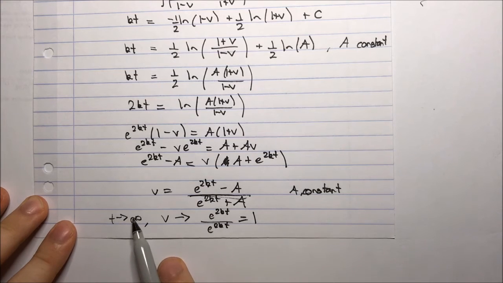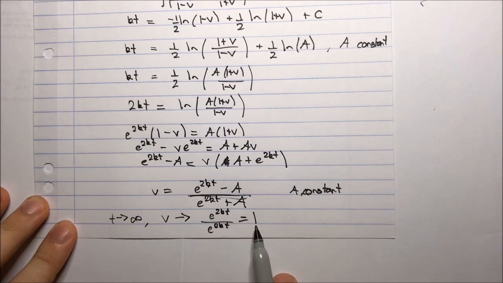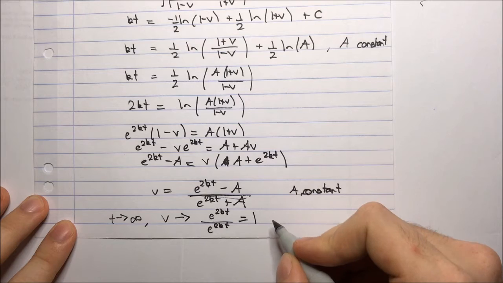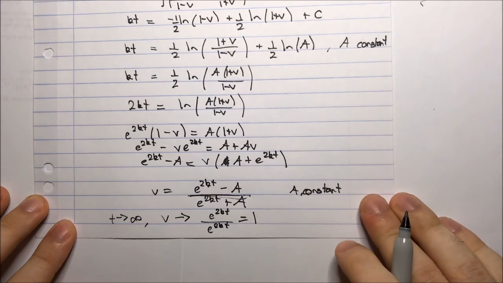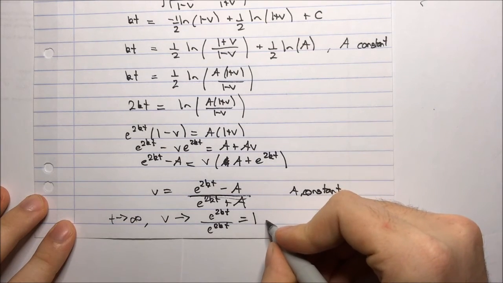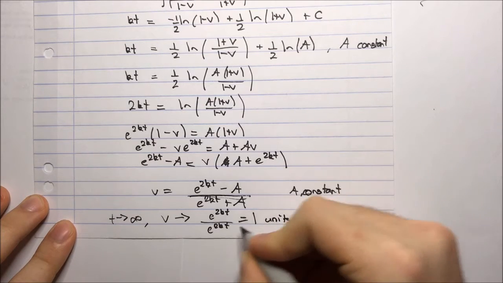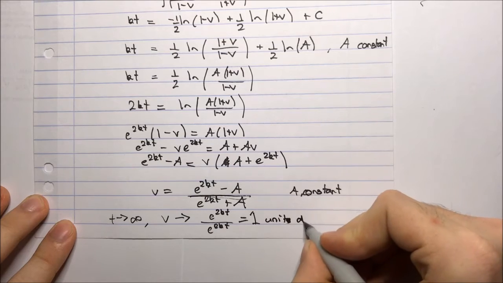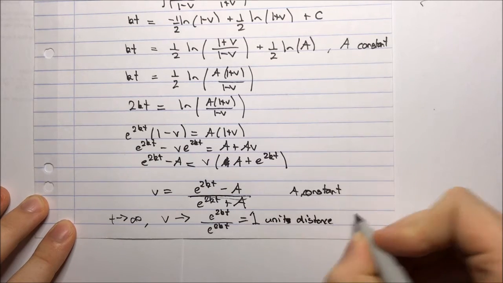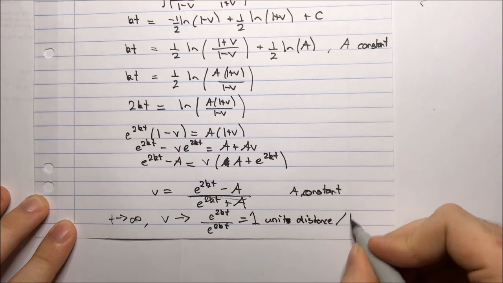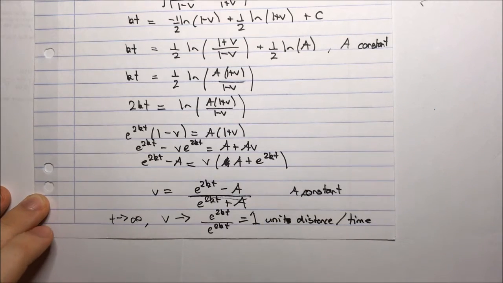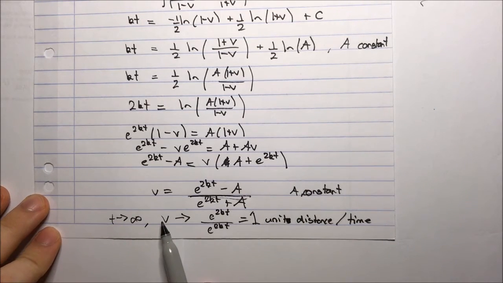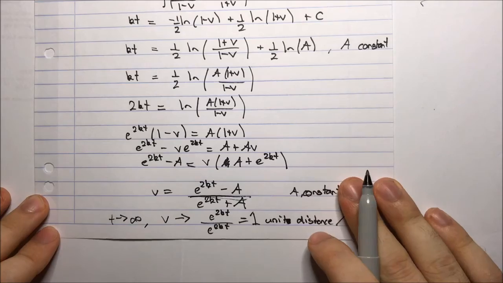And so as time goes to infinity, my velocity is approaching 1, and we should probably put meters per second, but we haven't really been told units, so let's just say units. 1 unit per second. Unit distance per time, that should be what we write. So the terminal velocity is equal to 1 because we take t as it goes to infinity, and that's the end of part A.